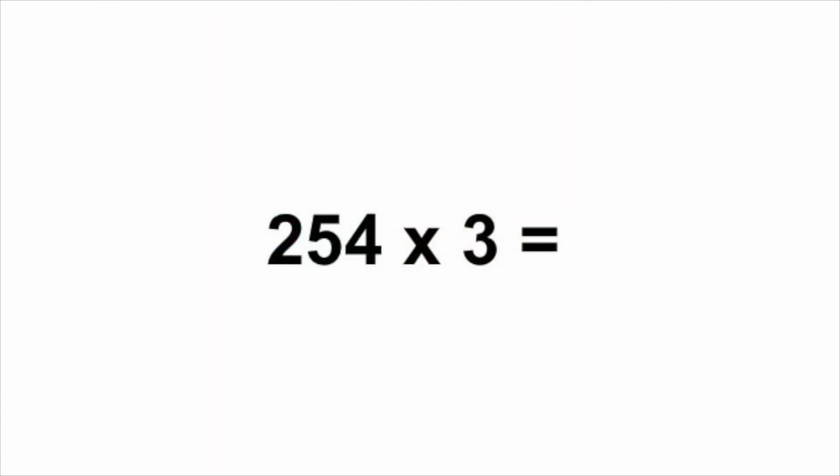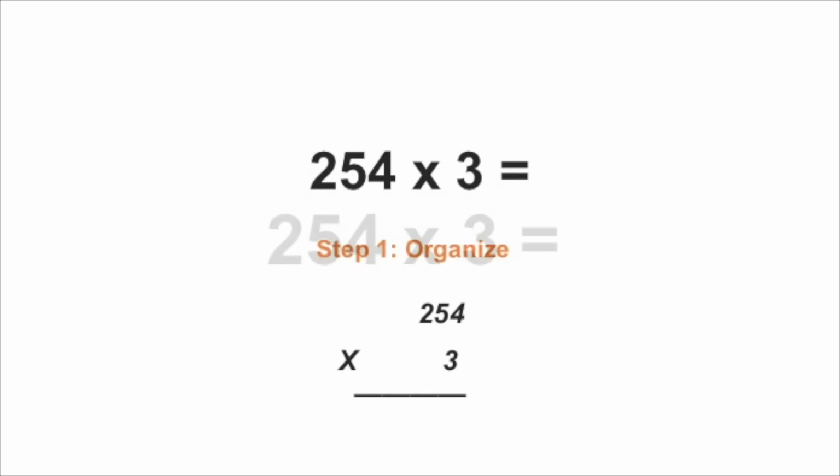For example, here we have multiplication by 1 digit. So who can read this sum for me? Not thousands. Yes, 254 times 3. So you can see we're only multiplying by a 1-digit number. The 1-digit number is 3. So the first thing we need to do, step 1, we always need to organize. So our multiplication table will look like this. And then, starting with the ones, we can answer that and move to the left every time.